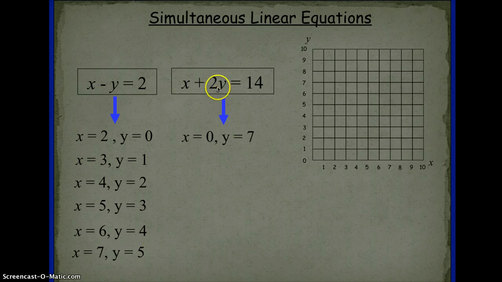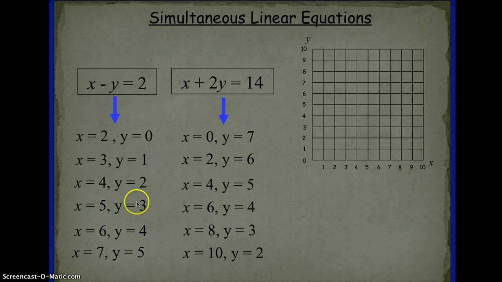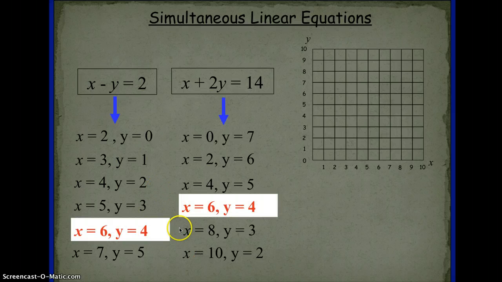I'll do the same thing to the second equation. I will just plug in random values. So then I have this. The idea is to get the common solution. I hope you can see it. I'm going to highlight that the common solution is when x is equal to 6 and y is equal to 4. So in both equations, you see these two values as the solution.